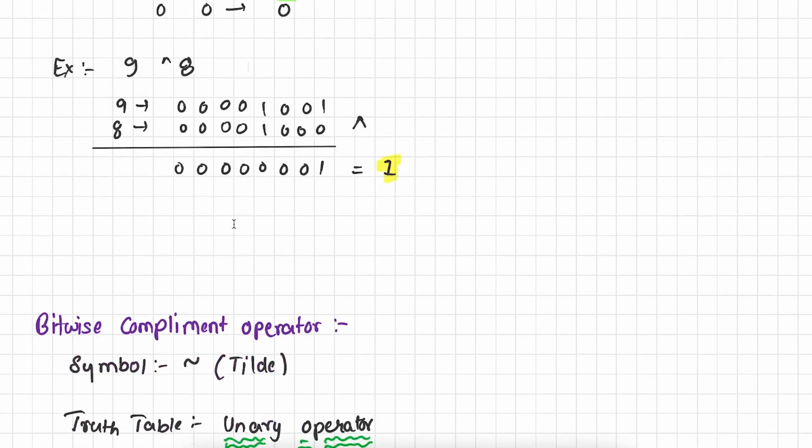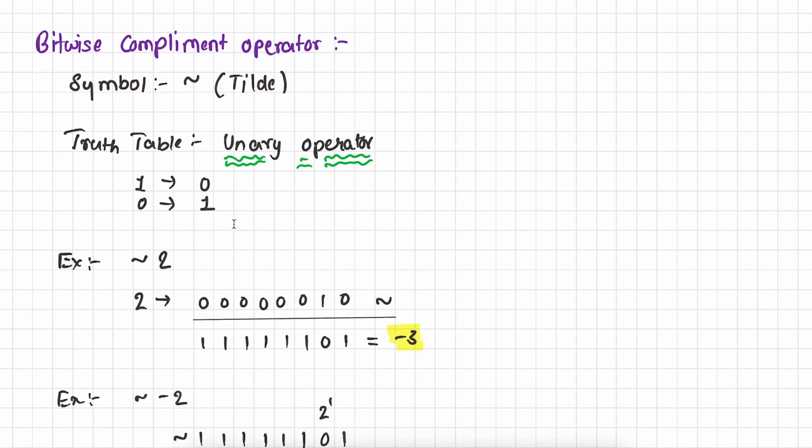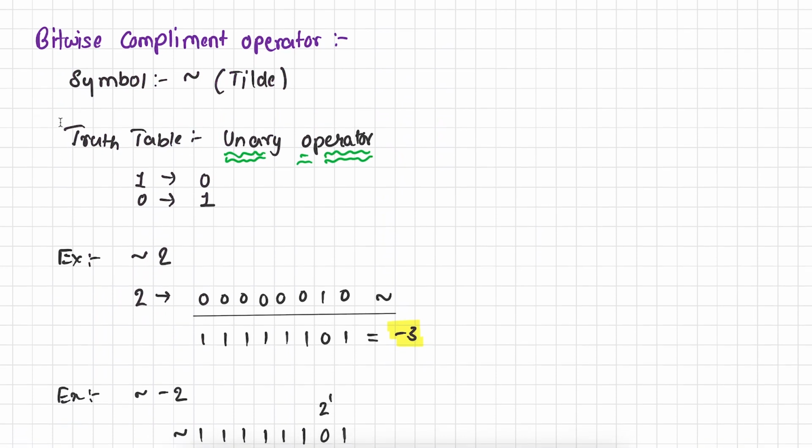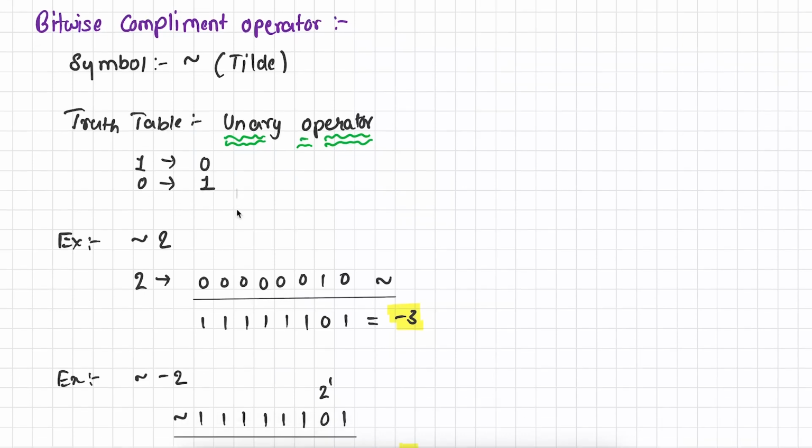Now let's move on to the next operator, that is the bitwise complement operator. The symbol used to represent the bitwise complement operator is tilde. This is a unary operator, so it means we only require one operand to perform the complement operation. The truth table of the bitwise complement operator is: if the bit is 1, it converts that bit to 0. If the bit is 0, it converts that bit to 1. Let's see with an example.